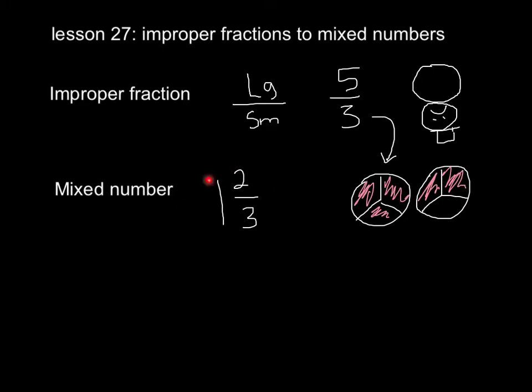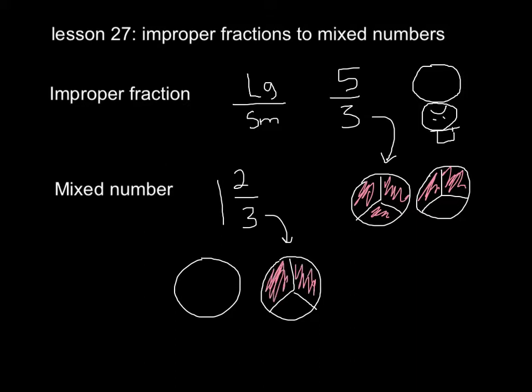1 and 2/3 would mean I'm eating 1 whole pizza. That's not even cut up, just eating the whole thing. I'm just going to shove it in my mouth. And then 2/3 of another pizza. So I have another pizza that's cut into 3 equal pieces. And out of those 3 equal pieces, I get to eat 2 of them. So I'm eating 1 and 2/3 of the pizza. I'm eating all of this pizza and 2/3 of this one.